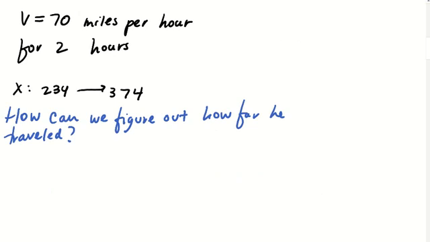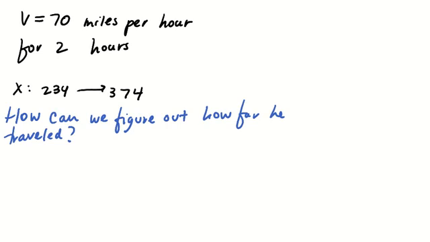All right. Mr. Messner had to get away from you kids, so he drove on I-35 at a velocity of 70 miles an hour for 2 hours. He traveled from mile marker 234 to mile marker 374. How could we figure out how far he traveled? I'll just start out by telling you there's 2 ways, and their equivalence is basically the fundamental theorem. So what would be one way to find the distance he traveled?